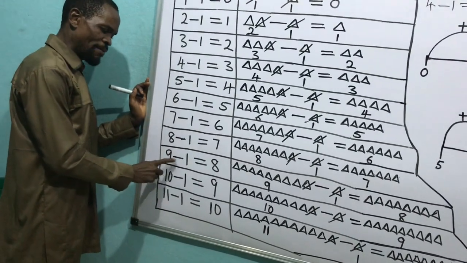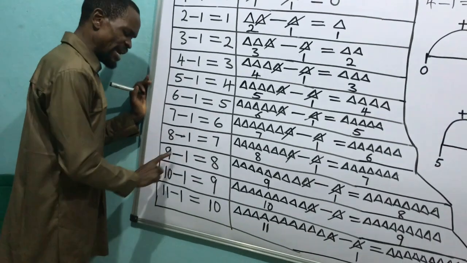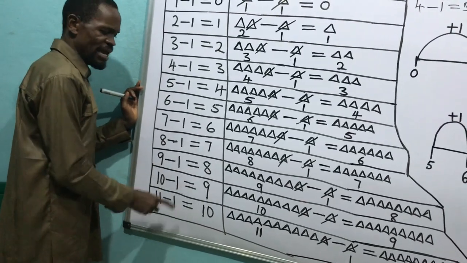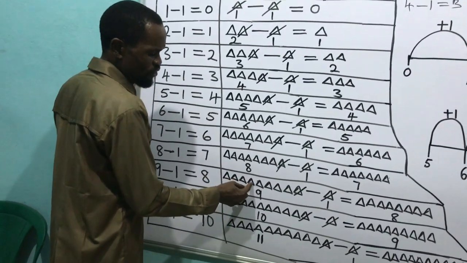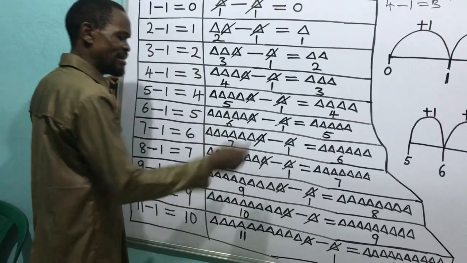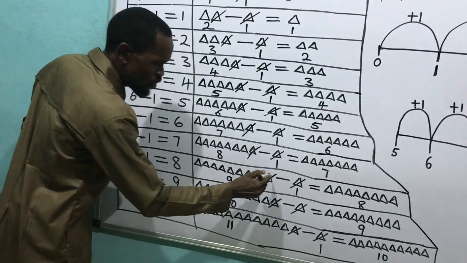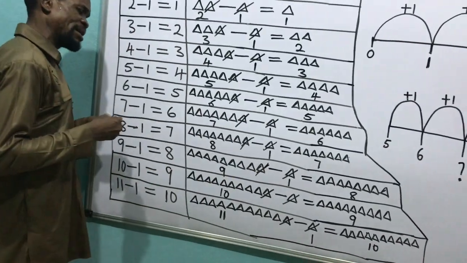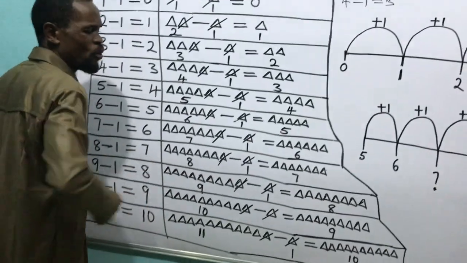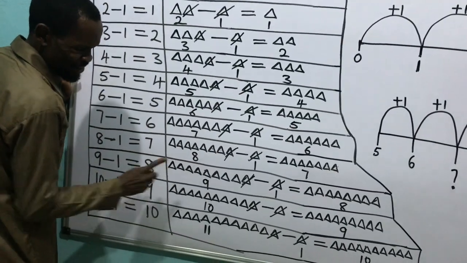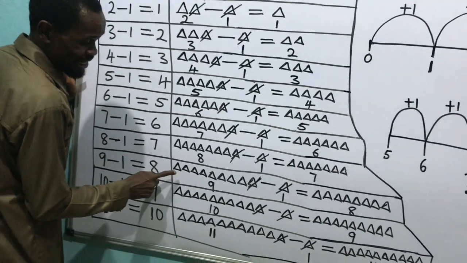I come to 9 minus 1 will give me 8. How did I get it? I have 9 triangles: 1, 2, 3, 4, 5, 6, 7, 8, 9. And 1 triangle was cancelled from that. That means 1 triangle was removed from the 9 triangles I have. 1 triangle was given out. I will have 8 left. Can we count the 8 that are left?